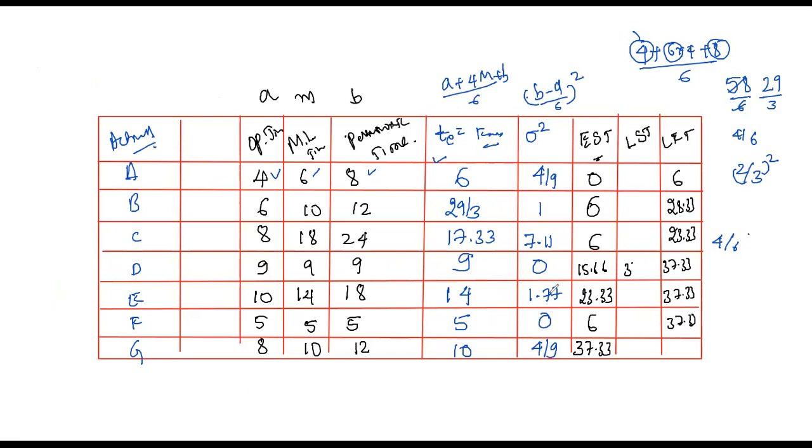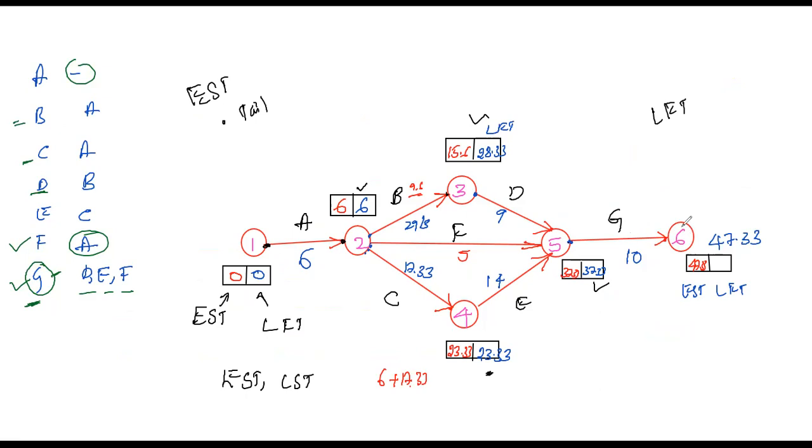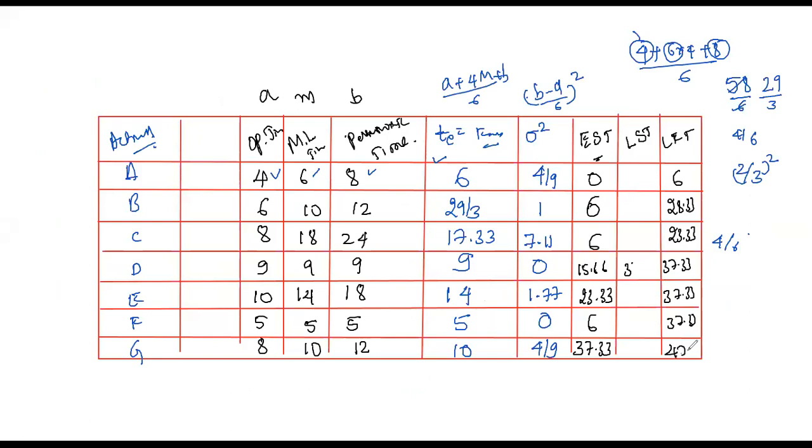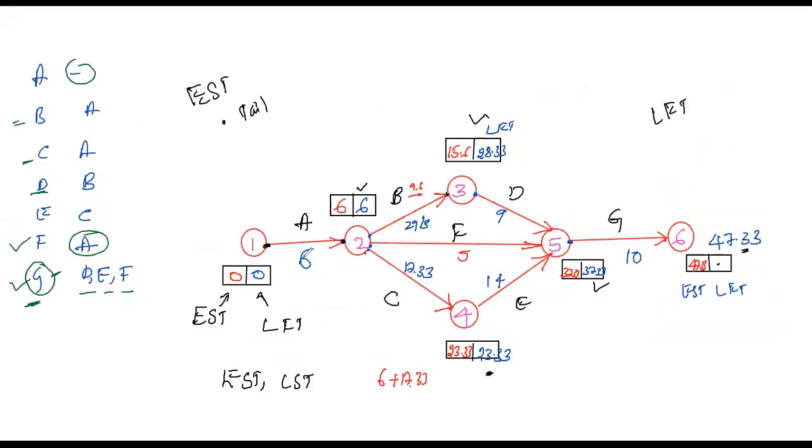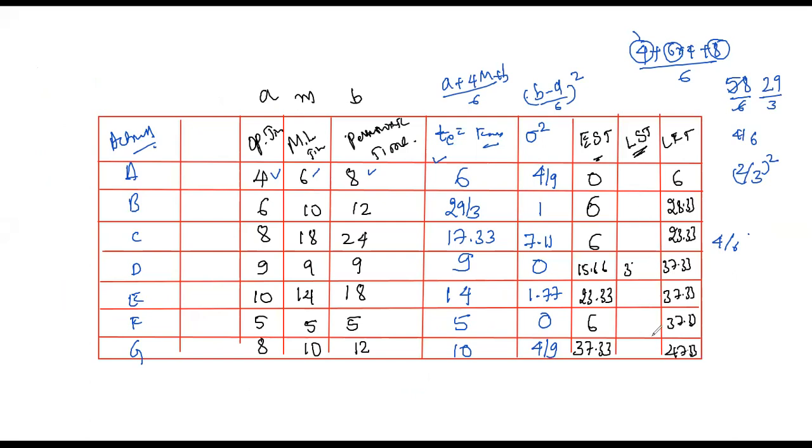Okay, and for the last activity G. So G here, what is the head here? This is a head. So what is the LFT here? 47.33. This is what we need to calculate. And you know that the LST, right? So this is the LFT we calculated. So the LST is very easy to calculate. How can you calculate this? Subtract the duration from the LFT. The durations are 6, 9.66, 9, 14, 17.33, 10. If you subtract that, you will get the LST.